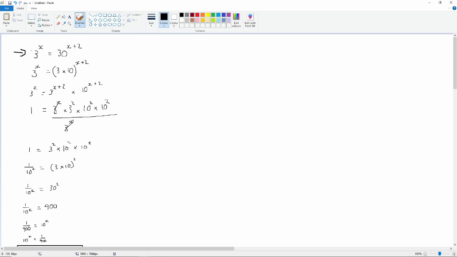We are asked to explain what is 3 to the power x equal to 30 to the power x plus 2, and we want to simplify it. Okay, so this brings us to our second line, and that's 3 to the power x is equal to 3 times 10 to the power x plus 2. Well, there's not really anything to explain here. 30 is just equal to 3 times 10. It's just bog standard arithmetic. Nothing really to worry about here.